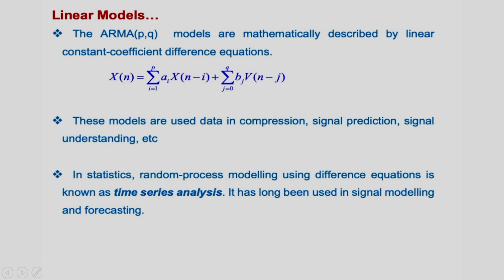p tells about the autoregressive part, and q tells about the moving average part. These models are very useful. They are used in data compression, signal prediction. One of the very important uses of this type of model is forecasting or prediction, signal understanding, etcetera.